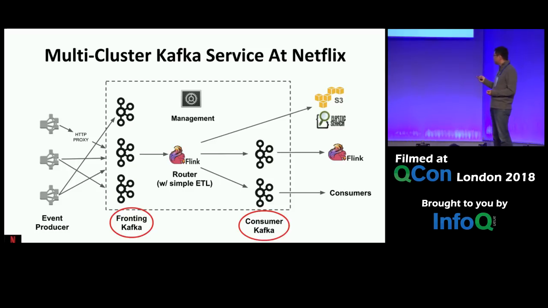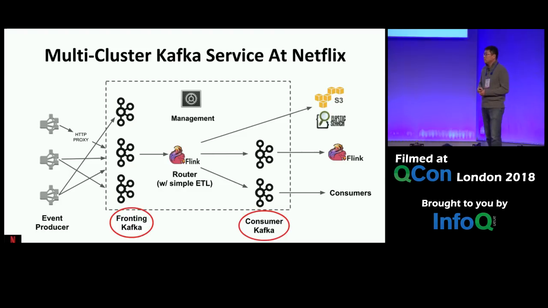And once data gets into our front-end Kafka cluster, it is consumed by our routing service, which is currently implemented on top of Flink. Our routing service further sends those events to downstream sinks, including S3, Elasticsearch, and a different set of Kafka clusters, which we call consumer Kafka clusters, where they will be consumed by any regular consumers or stream processing jobs. Note that we have this unique kind of two hierarchies of Kafka clusters.